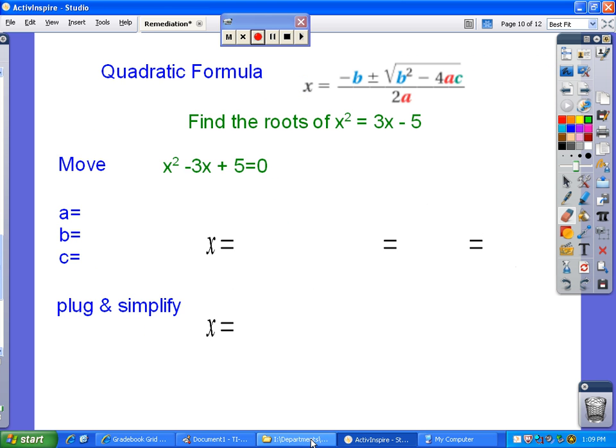All right, let's look at using the quadratic formula. So the quadratic formula is x is equal to the opposite of b plus or minus the square root of b squared minus 4ac, all divided by 2a. All right, the first thing we have to do is put this in standard form. So that means I need to subtract 3x and add 5. Then I can find my a, b, and c. So my a is 1, my b is negative 3, and my c is 5. Now we're going to simply plug into the equation.